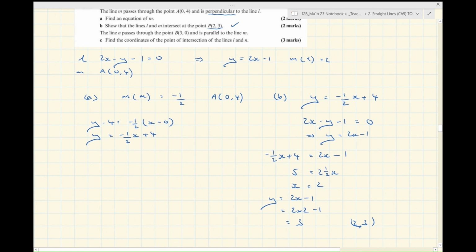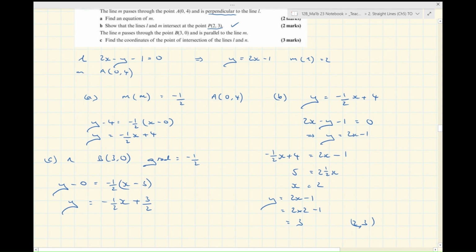Right, now part C. The line N passes through the point B and is parallel to the line M. So it shares a gradient with the line M, so its gradient is going to be minus a half. Right, so let's find this equation then. So I'm going to have y minus 0 equals minus a half (x minus 3), which is going to tell me that y equals minus a half x plus 3 over 2.